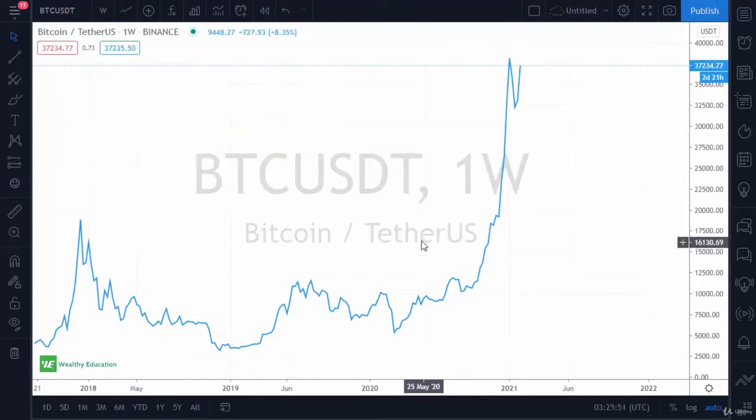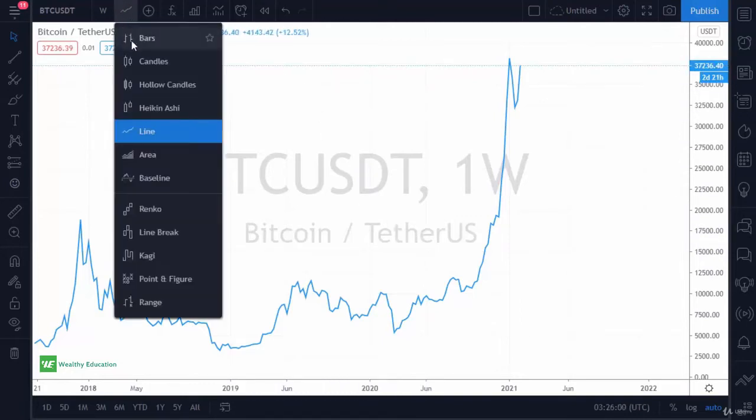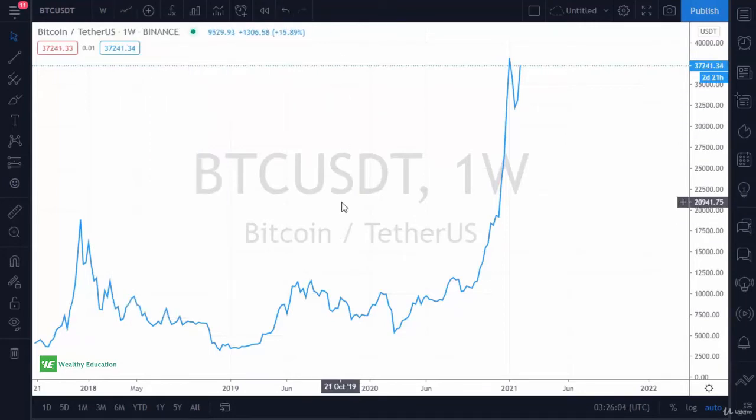Okay, so now that we have determined that, let's talk about something called multiple time frame analysis. And it is exactly what you think it would be. It is multiple time frames. So this is the weekly Bitcoin Tether chart. And the first thing you should notice is it's in an uptrend. It's been going higher.